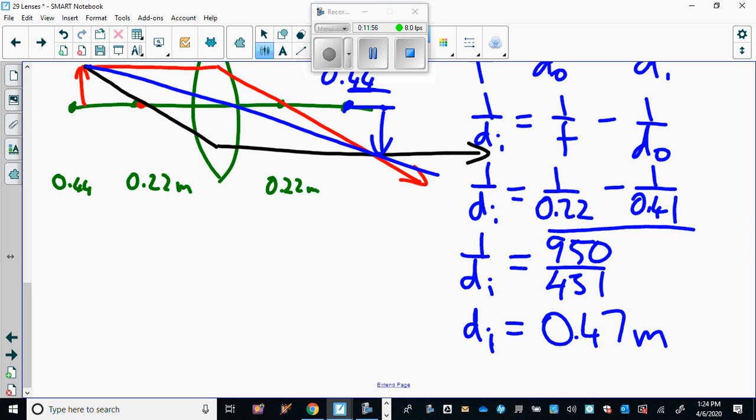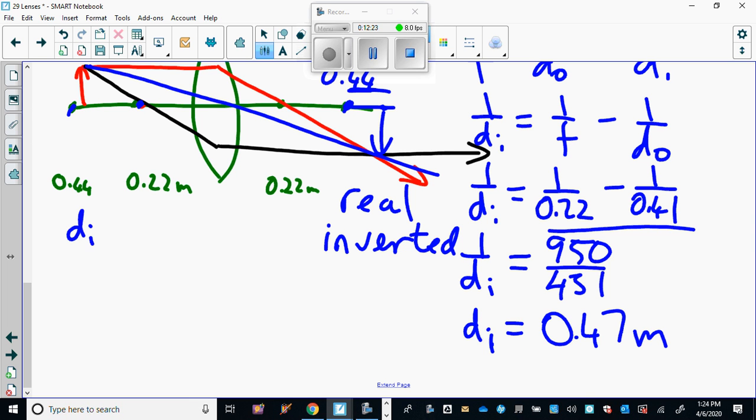And that is a real image. It's real because it's on the other side of the lens. It is inverted. Is it larger or is it smaller? Well, based on the other diagram, we know that if the object is in between this point and this point, it should be larger. But let's just find out how much larger it is.